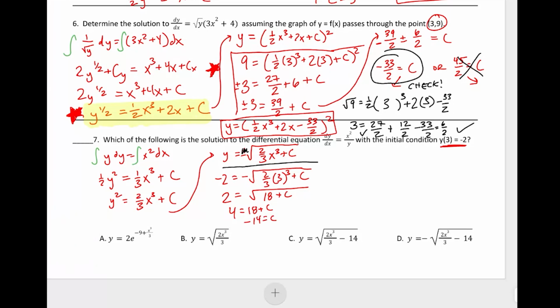So now that I have my c value, I can go ahead and write my equation. Again, we might have to mess with it a little bit, but it shouldn't be too big of a deal. We've got y equals negative the square root of 2/3 x cubed minus 14. And we lucked out, not really any significant manipulation required to see that the answer is D. Really the only thing is rewriting that term as 2x cubed over 3. But luckily we did not have to do anything more complicated than that.